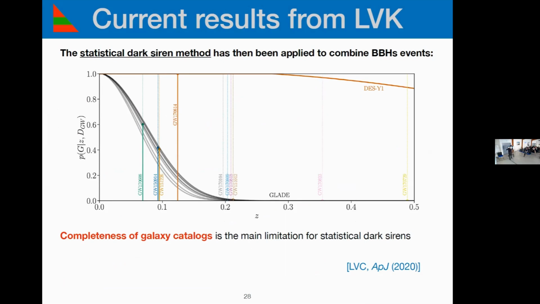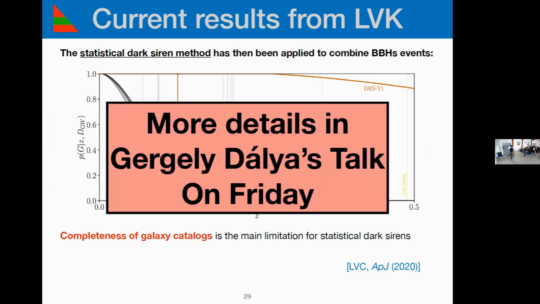And this picture that I took from one of the LVK papers shows it really well. This is the GLADE catalog that Gergely will present tomorrow. And it's the one that is used for the analysis in O2 and O3. You see, it's basically after redshift 1.1 it's not complete, it's less than 50% complete. If you use another catalog like DES, then you can push this analysis much further. However, with DES, you need to be lucky and be in the field of view of DES, of course. But that's very important. So, see it also by Gergely tomorrow. He will explain all of this.